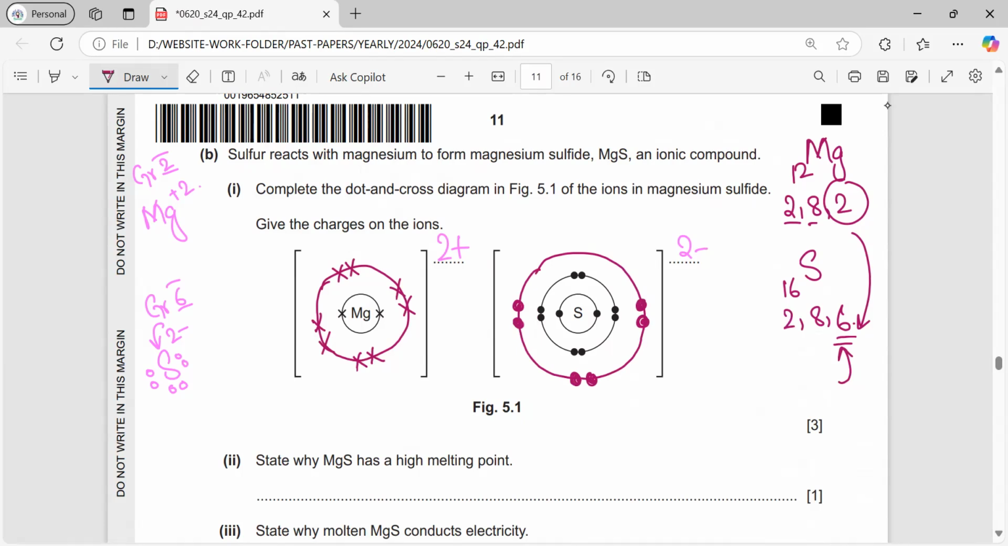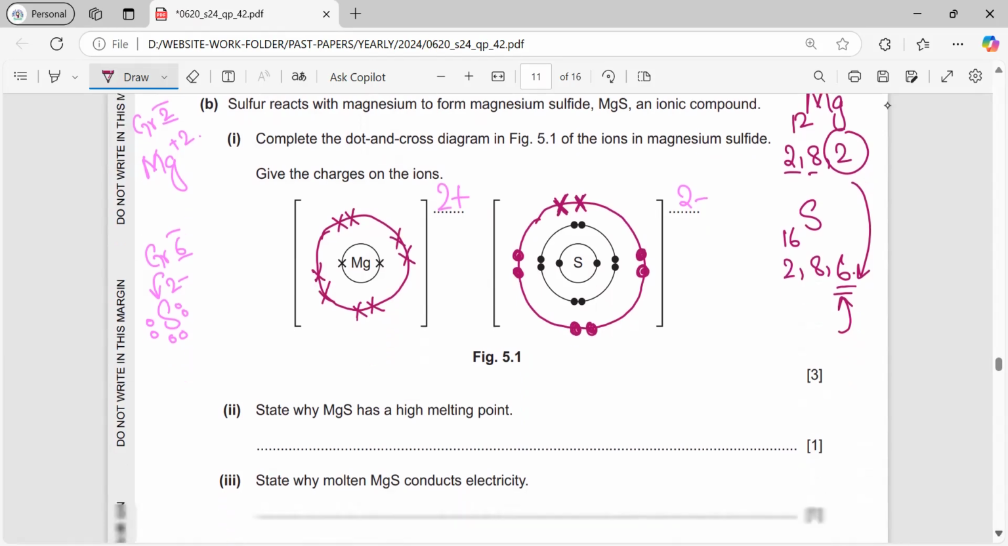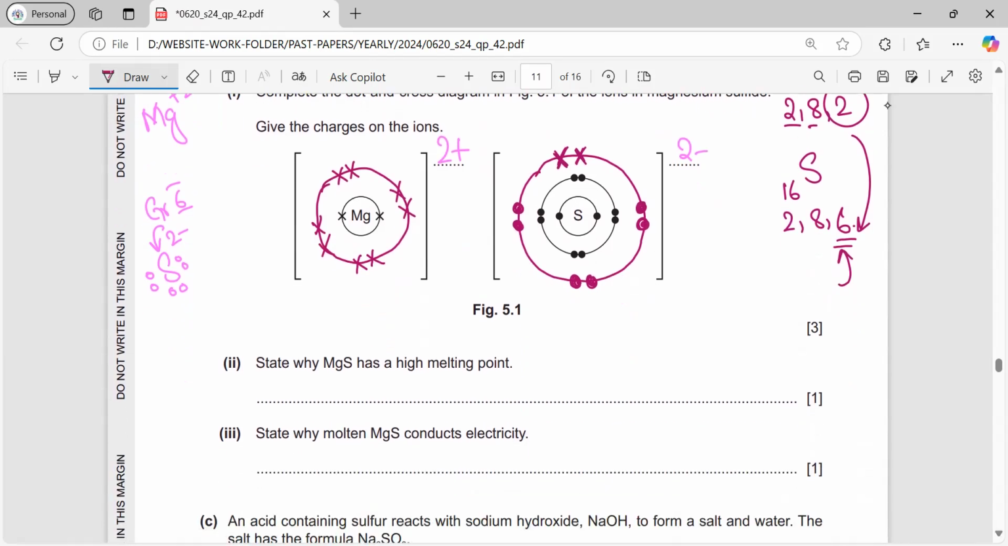And then we have 2 electrons transferred from magnesium, which will be shown by cross. State why magnesium sulfide has a high melting point. Because they are having ions and they have ionic bonding between them. Ionic bonds are very, very strong. So ionic bonds are very strong. That's why the melting point is very high. They need very high energy to overcome these attractive forces.